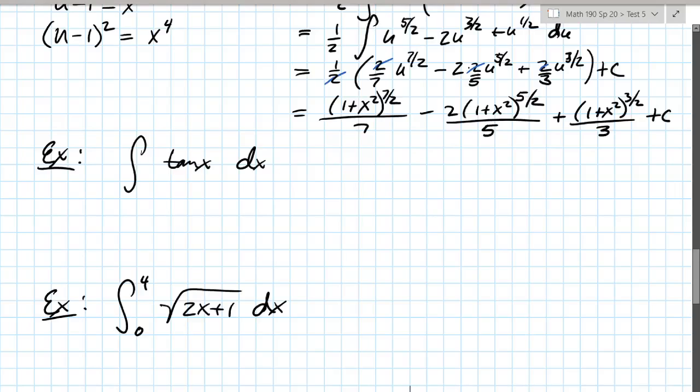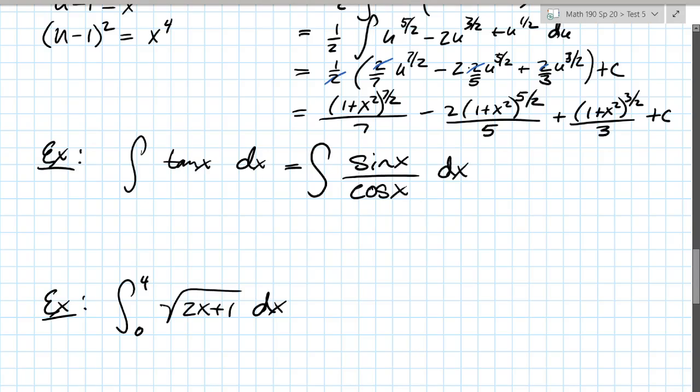Next, we've got the integral of tangent x dx. This is not one of the basic integrals that we know, not one of the basic antiderivatives that we know. We know the derivative of tangent, and that would be secant squared, but we don't know the antiderivative of tangent yet. So perhaps if we wrote it in terms of sines and cosines, that would give us a hint of how to do it. So we have the integral of the sine of x over the cosine of x dx.